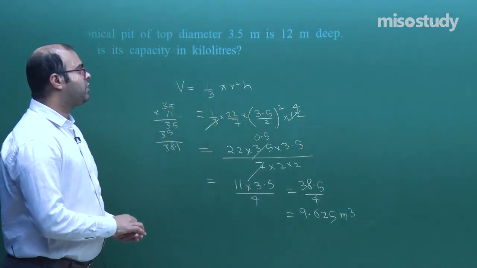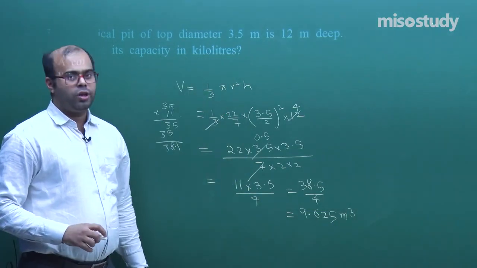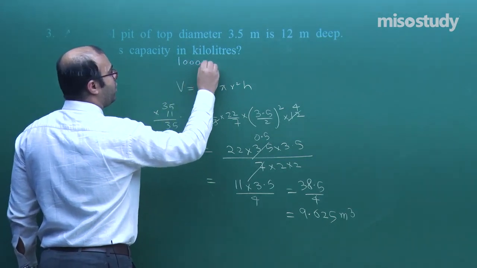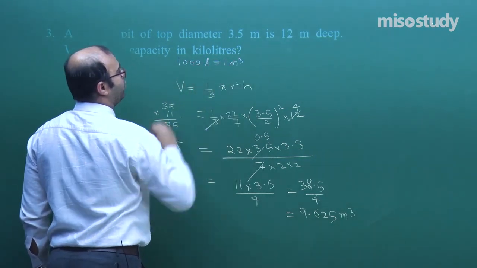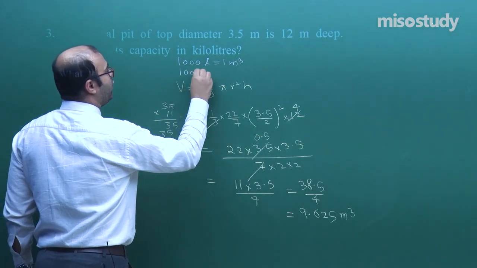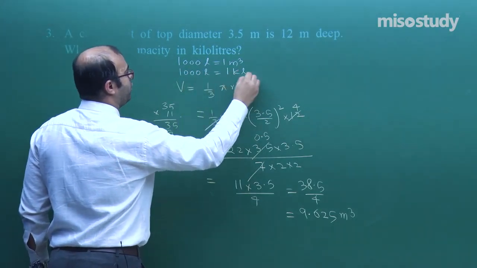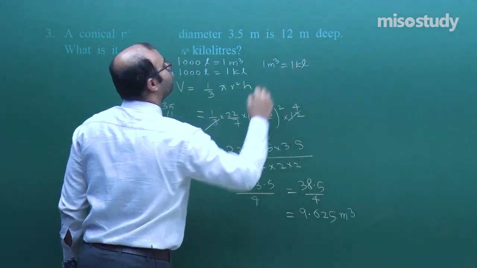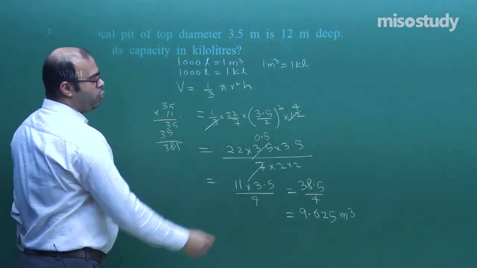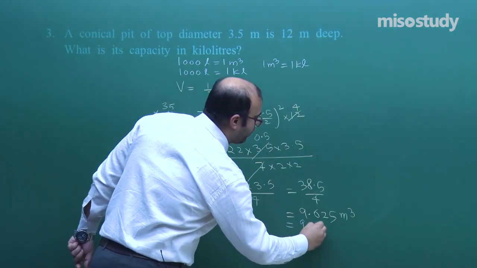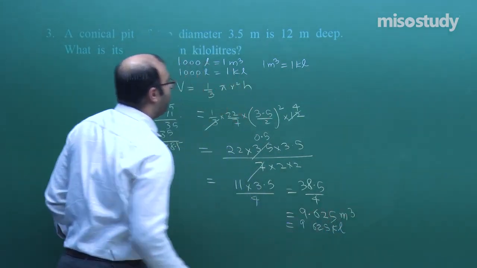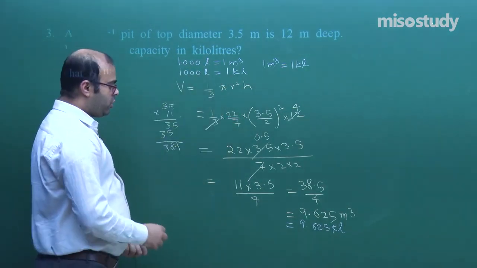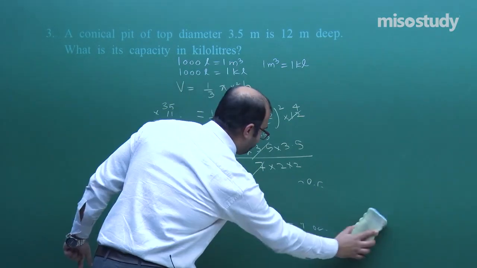Now, students, it is saying that find the capacity in kiloliters. If you remember the conversion which we discussed, 1000 liter is equal to 1 meter cube, and we also know that 1000 liter is equal to 1 kiloliter. So, can we say that 1 meter cube is equal to 1 kiloliter? So, we do not have to do anything. The meter cube here is nothing but kiloliter, because 1000 liter is 1 kiloliter also, and 1000 liter is 1 meter cube also. So, this is your answer in kiloliter.